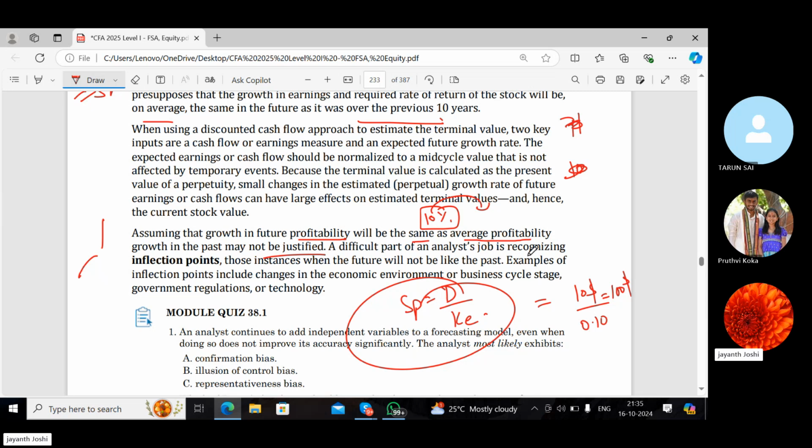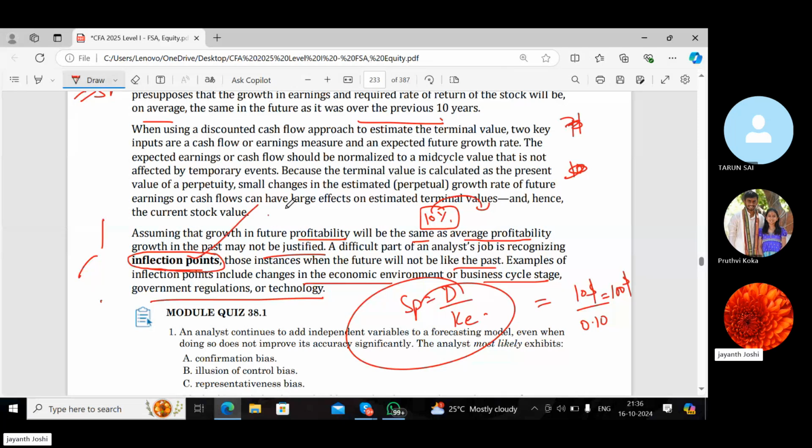So a difficult part of an analyst's job is recognizing inflection points. What are these inflection points? Those instances when the future will not be like the past. You can see the future will not be like the past in changes in the economic environment, business cycle stage, government regulations or technology. On the basis of all these factors, we cannot say that the future will be the same as the past, right? And that is what you call inflection points.